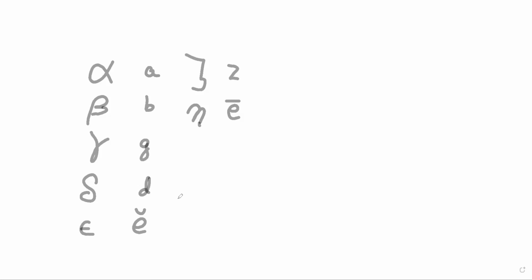Then you have the circle with the line through it, and that's the h sound. Theta. And in ancient Greek, they actually pronounced it th. Like we say the or the theology, right? We pronounce that H there, but that's the theta. And then you have the iota, which is the I sound.